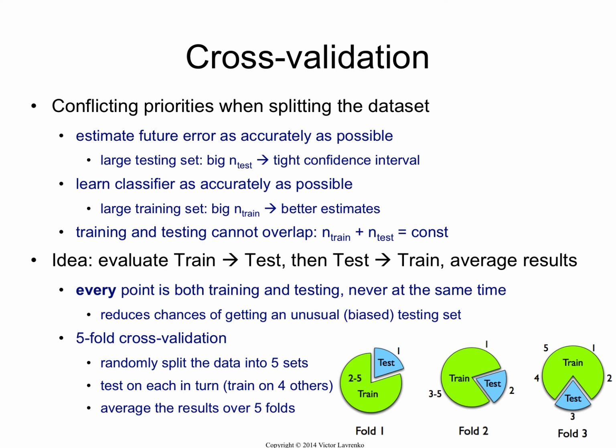Okay, so that's a 5-fold cross-validation. Typically, more common is a 10-fold, which is very similar. You're just splitting it up into 10 different slices.